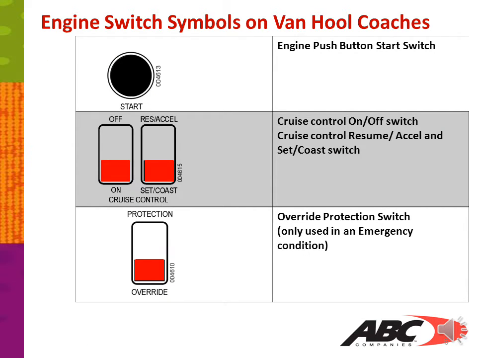Here for your engine switch symbols, the top one being your start, which is your engine push button start switch. Underneath that you have your cruise control on off switch and your cruise control resume, accel, and set coast switch. Underneath this you have your override protection switch. Your override protection switch should only be used in an emergency condition.